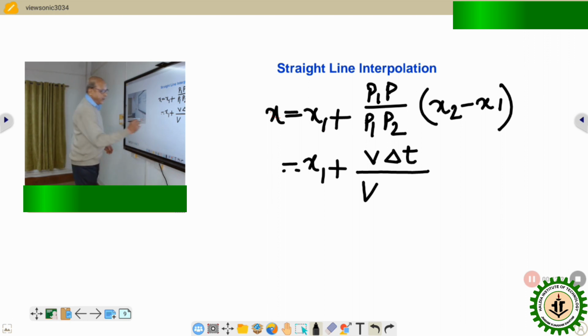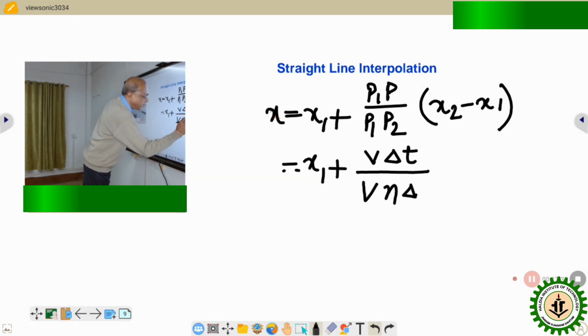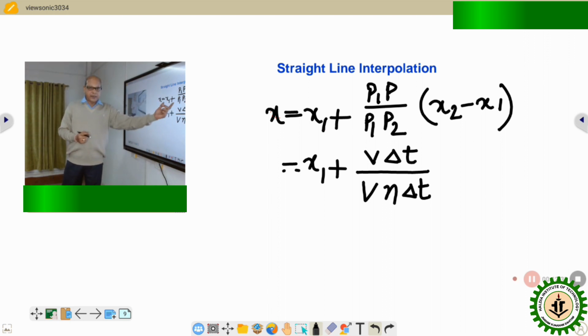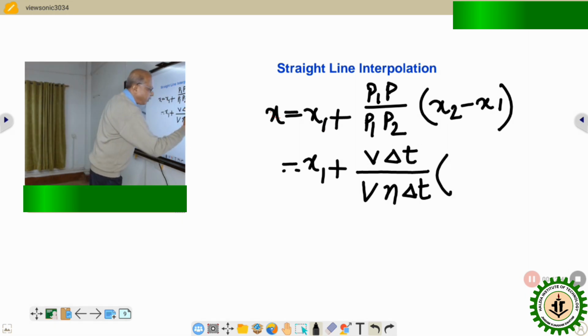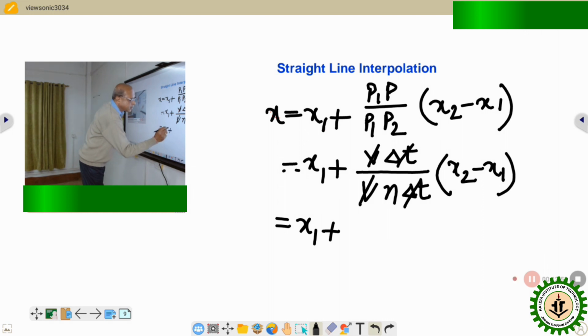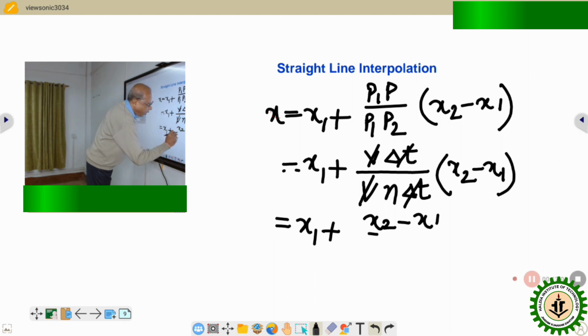we can say that n number of such pulses will be sufficient to cover this particular distance. So it will be multiplied by n delta t. For one pulse, time consumption is delta t, so for n pulses, simply it will be n delta t. Now the x2 minus x1 part remains the same. So v cancels out, delta t cancels out. So eventually it becomes x equal to x1 plus x2 minus x1 by n.